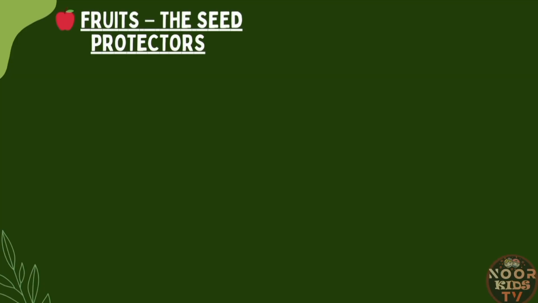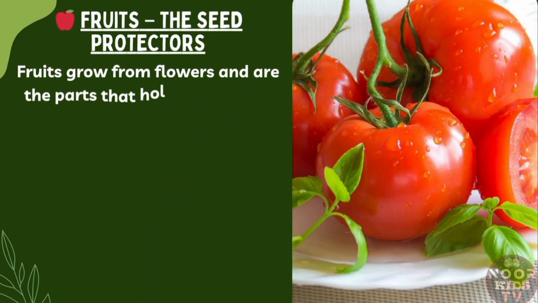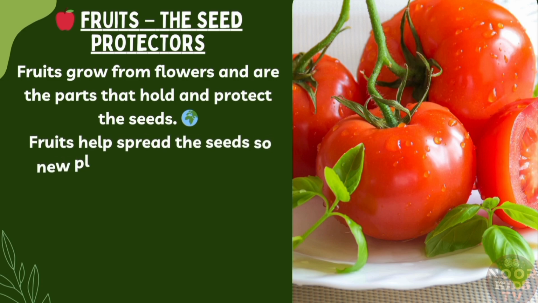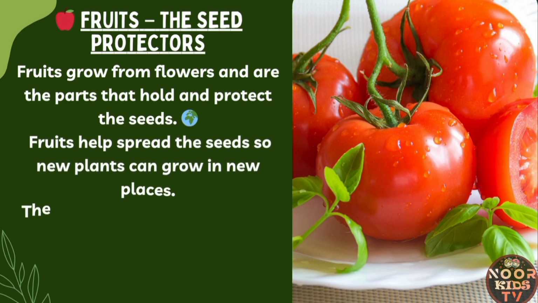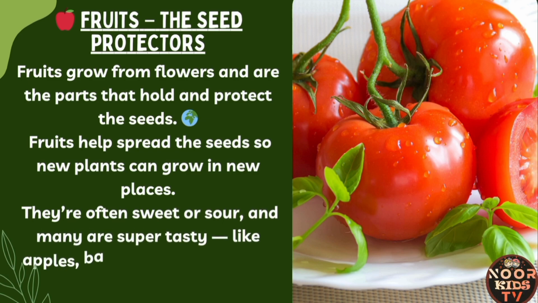4. Fruits, the seed protectors. Fruits grow from flowers and are the parts that hold and protect the seeds. Fruits help spread the seeds so new plants can grow in new places. They're often sweet or sour, and many are super tasty, like apples, bananas and mangoes.